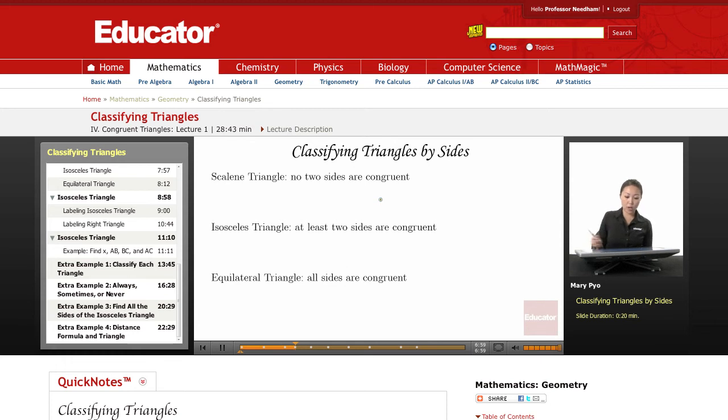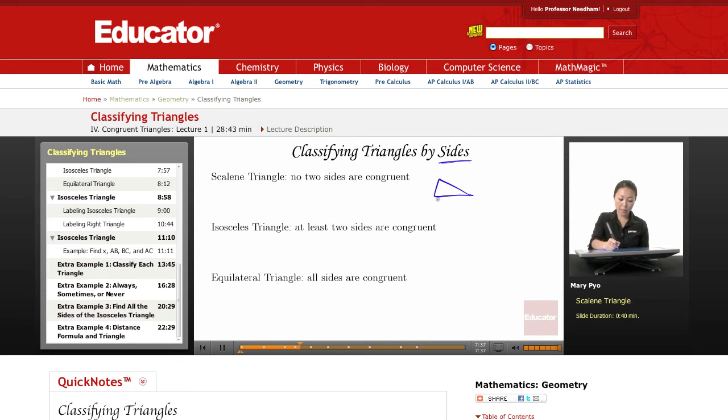Okay, so then classifying triangles by sides. So we just went over by angles, depending on how the angles look, if it's a right angle in the triangle, an obtuse angle, or an acute angle. Okay, we can also classify triangles by the sides. So if I have a triangle where no two sides are congruent, all three sides are different lengths, like this is 3, 4, 5, then this is a scalene triangle.